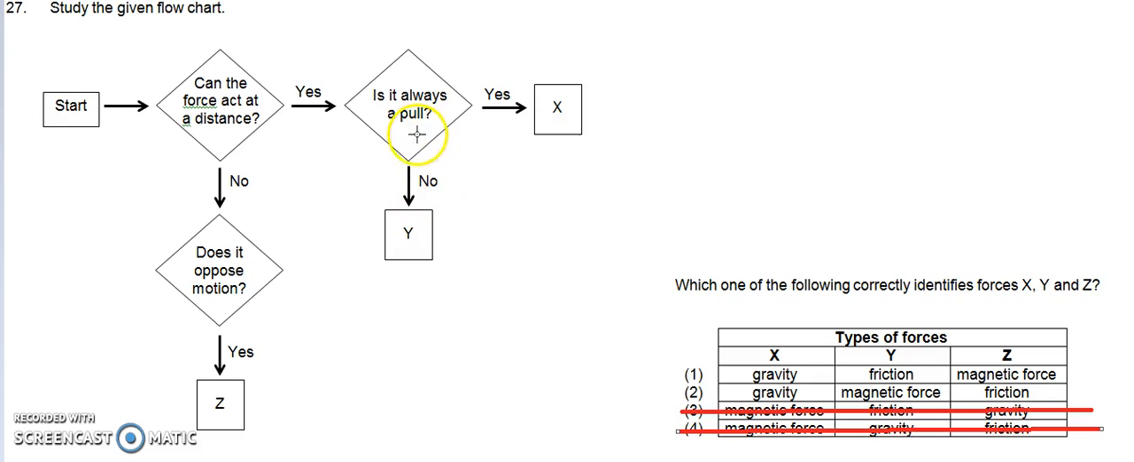Why is it always a pull? No. But it acts at a distance. So Y is a magnetic force. So we have option 2. Let's check the last one.